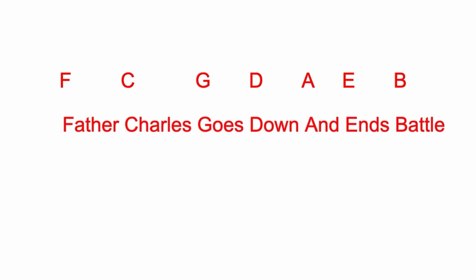And all we have to memorize with this is one acronym. Only one. So our acronym is going to be F, C, G, D, A, E, B. And that is Father Charles Goes Down and Ends Battle. And the reason why we picked that for this acronym, all of us musicians, is because when you reverse it, it actually still makes a sentence, and we are going to reverse this, see it front ways and backwards.